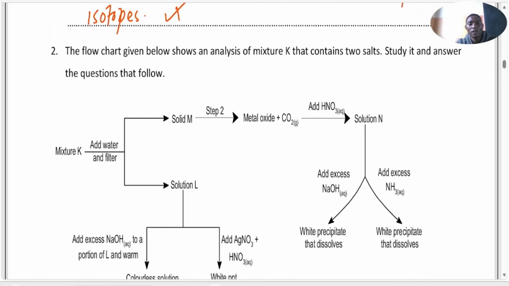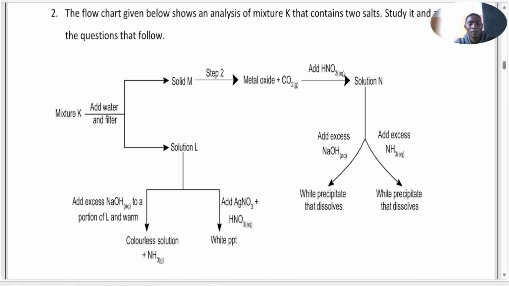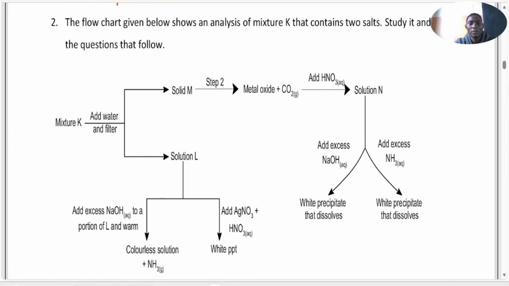Let's look at question number 2. The flow chart given below shows an analysis of mixture K that contains 2 salts. Study it and answer the questions that follow. This is a flowchart derived from the topic salts, and a student shall require general knowledge in both salts in Form 2 and salts in Form 4. So we start by analyzing this particular flowchart.